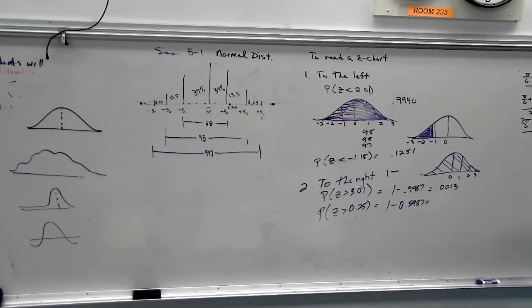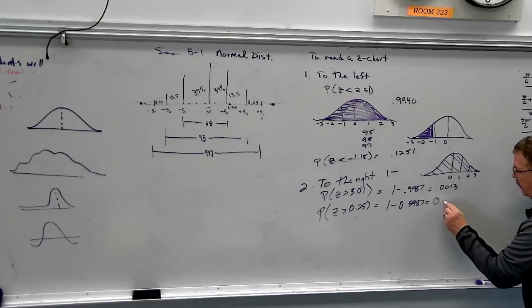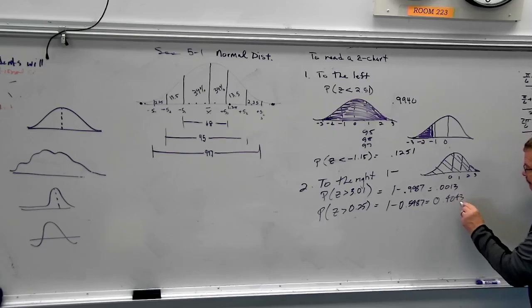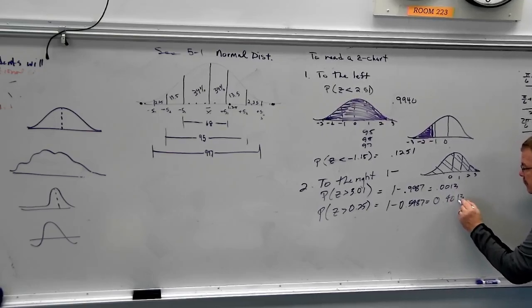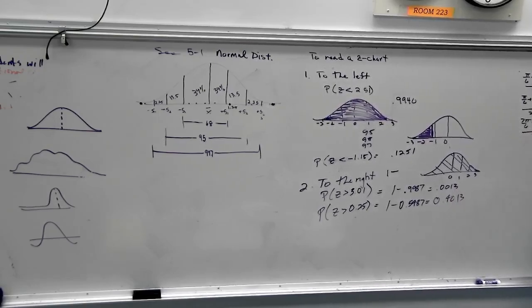This is the only thing you need a calculator for, just to get these. 0.4013. Oh, 13. Okay, there you go. Any questions on how to find area to the right?